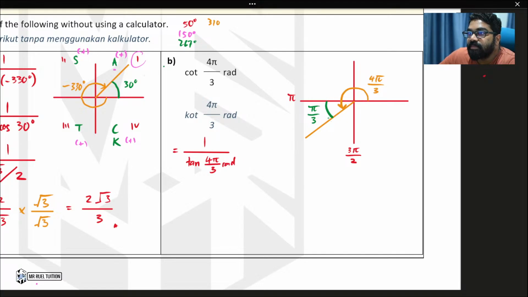Understand or not? Faham tak? Okay. So pi over 3 is the alpha. Right? Ini ialah alpha. Okay. Look at the quadrant. Ini sukuan ketiga.